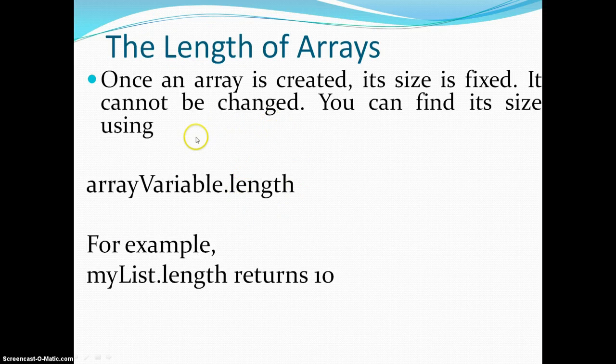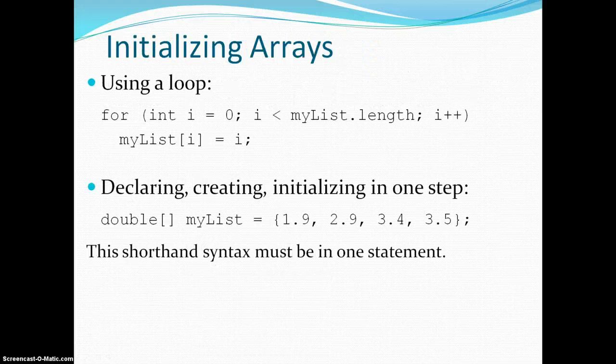To specify the length of an array, we use arrayVariable.length. Array variable is any variable name of an array, with length. So as you can see in the example, myList is the name of the array. Dot length will return the length of the array, which is 10 in this case.